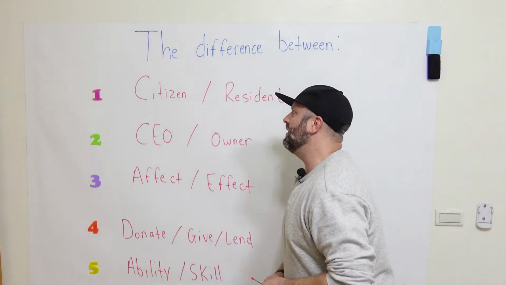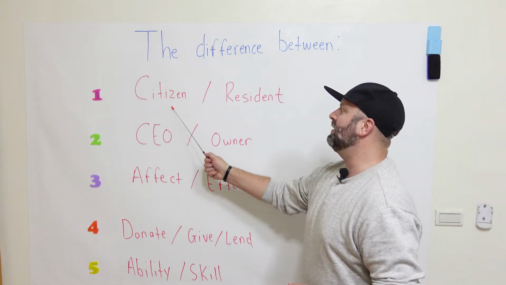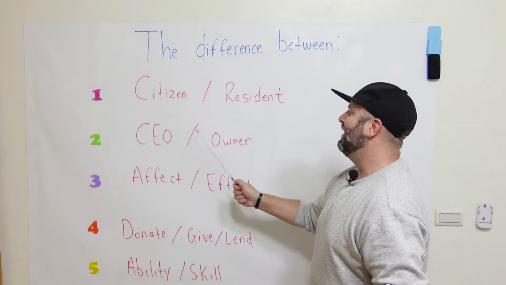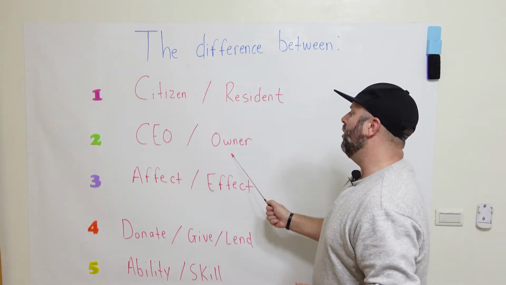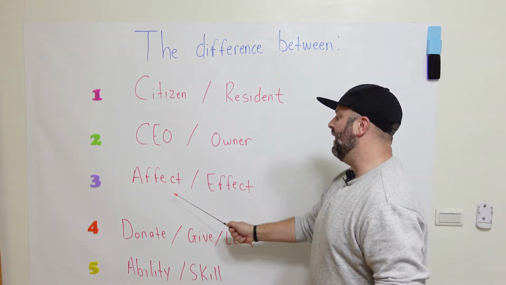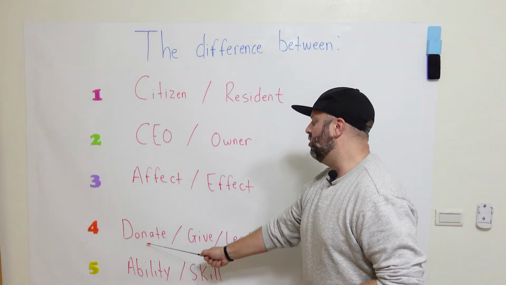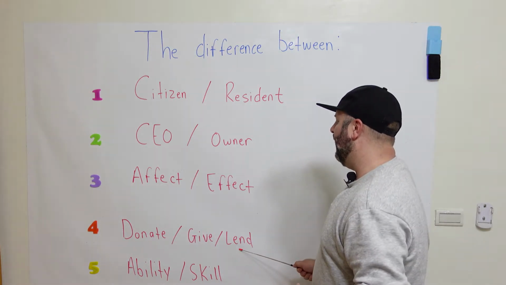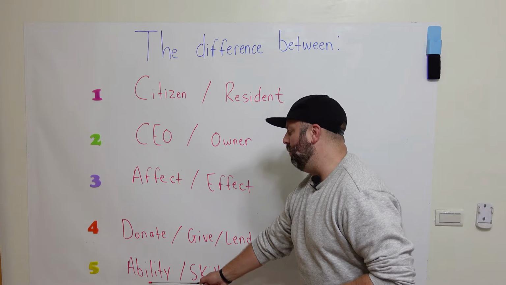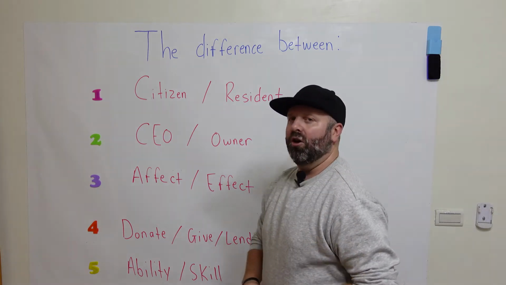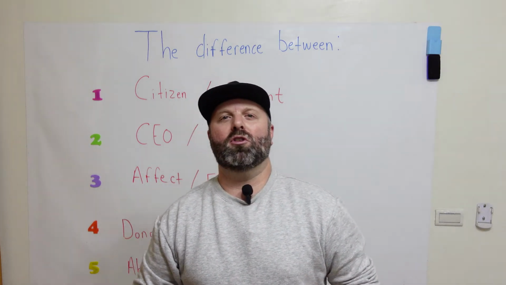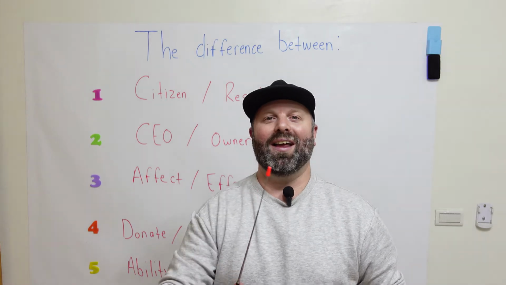Now, the words that we're gonna look at are citizen and resident, CEO and owner, affect and effect, donate, give, and lend, and finally, ability and skill. So we've got a lot of work to do today, so let's go ahead and let's get started.